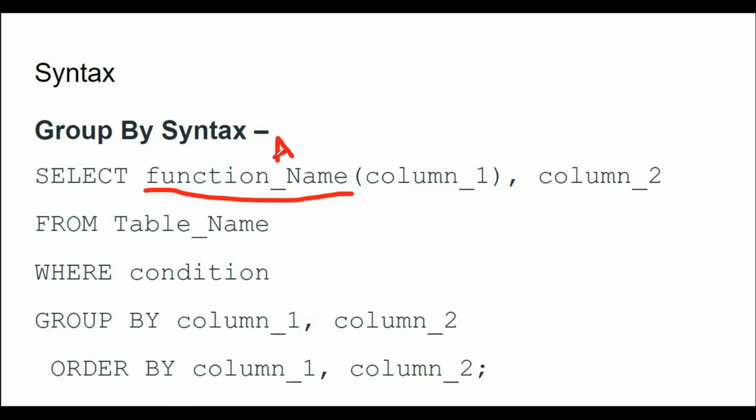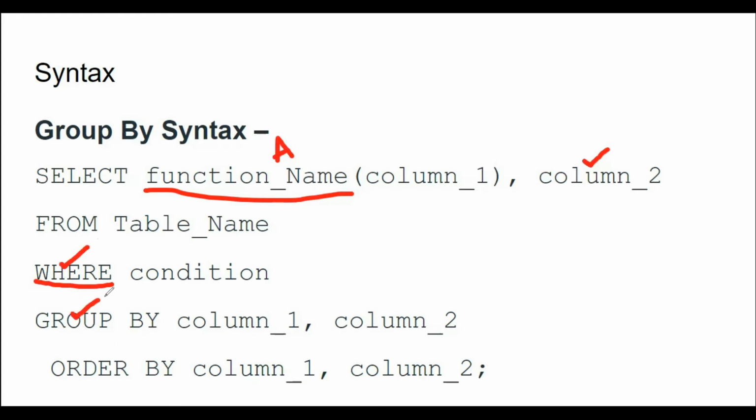If you are using an aggregate function, it should come after your select keyword. And if you have any other columns to be shown, those columns also you can specify after the select keyword. From is a keyword and you can mention your table name. After that, if you have any conditions given in the query, you can go with the where clause.